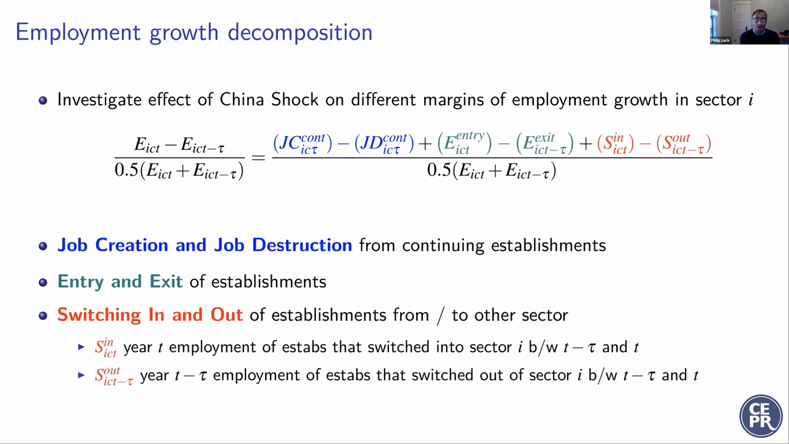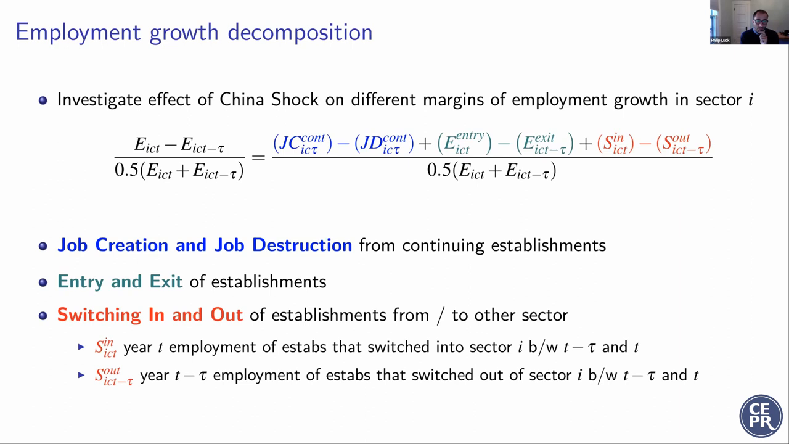In the sort of green, we have entry and exit. And then in red, we have switching. So this will allow us to think about how much of the job employment change comes from continuing establishments, how much comes from entry and exit, and how much comes from continuing establishments changing their industry affiliation. So this last one, switching, requires just a little bit more explanation, which is, what does switching mean?